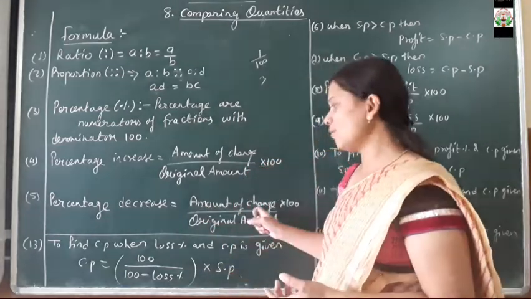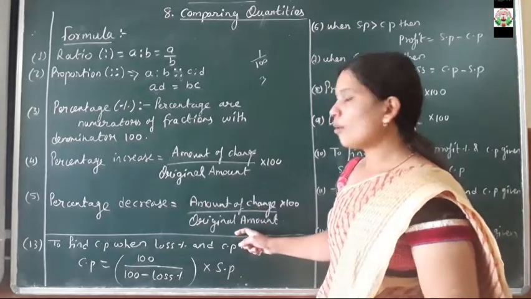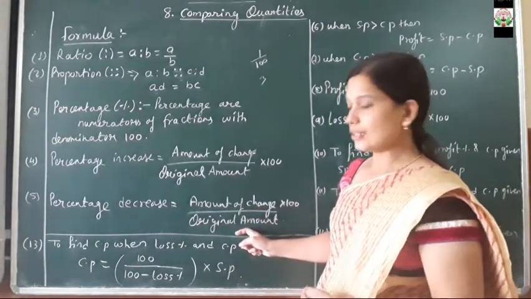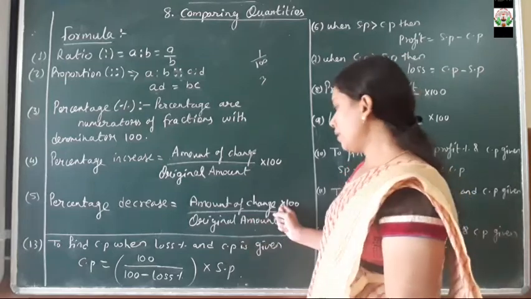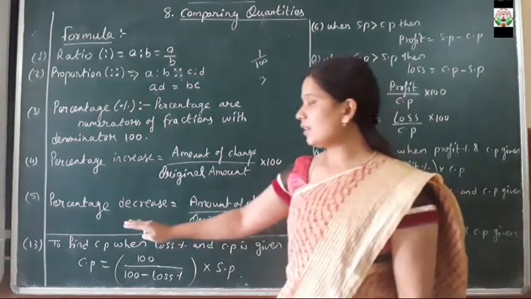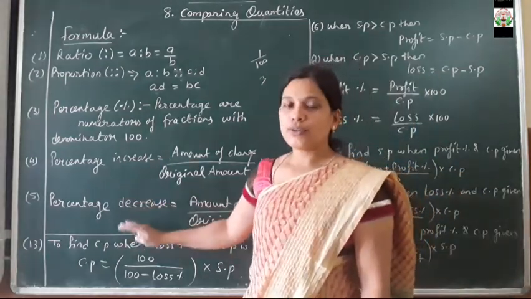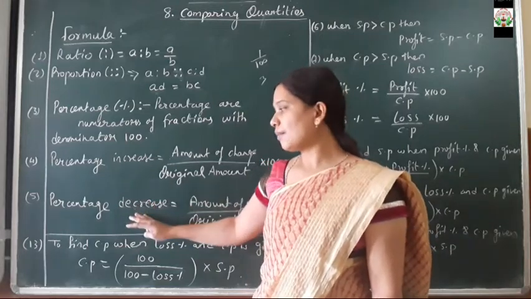So that is the amount of change you have to put, and the original amount of the petrol we had today is 500, into 100. While solving that you will get the percent increase and decrease. So this is the formula for percentage increase and percentage decrease.